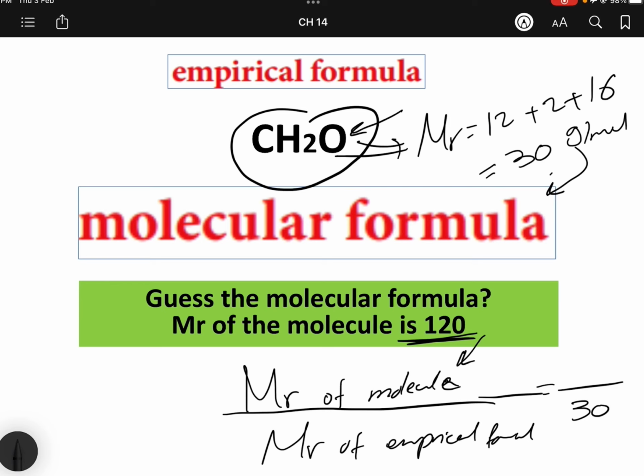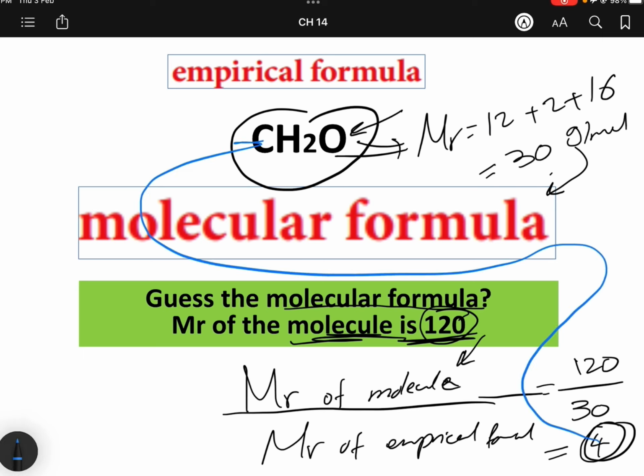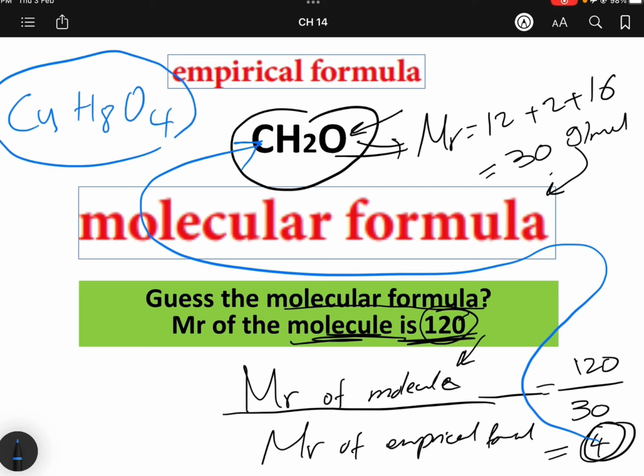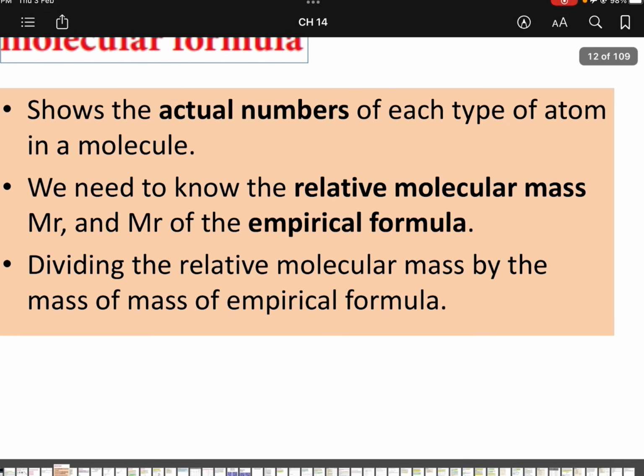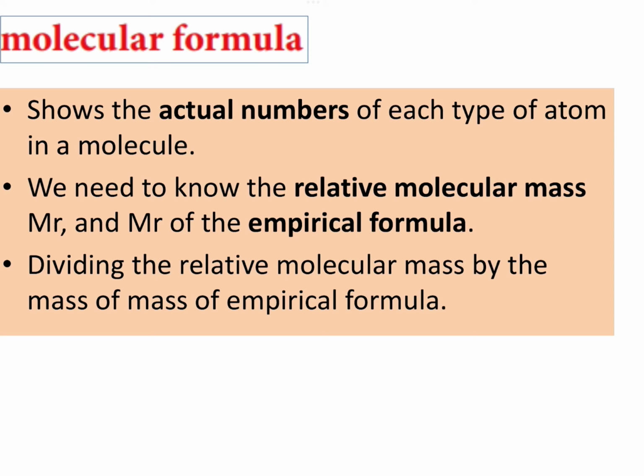It says that the Mr for this molecule, which is unknown, is 120. So you can say it's 120 over 30, which gives 4. As a result, you have to multiply the empirical formula by 4. So it will give you C4H8O4. So this is the molecular formula of your compound. You have to divide the Mr of the molecule over the Mr of the empirical compound. All right, so what do we conclude from the molecular formula?